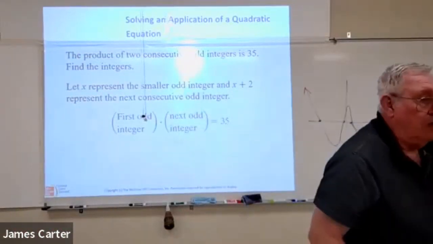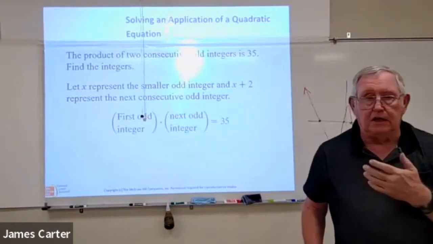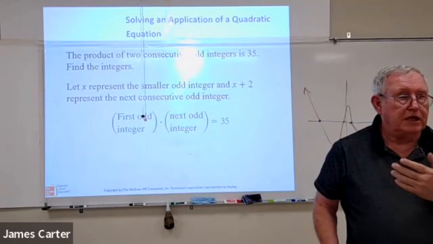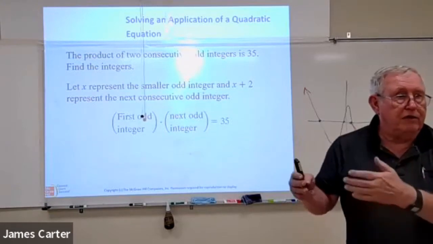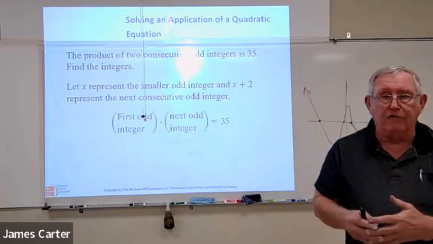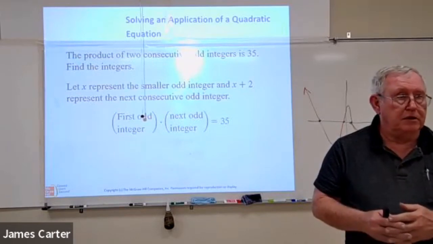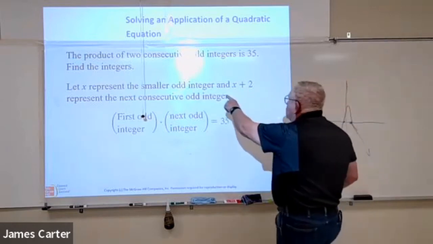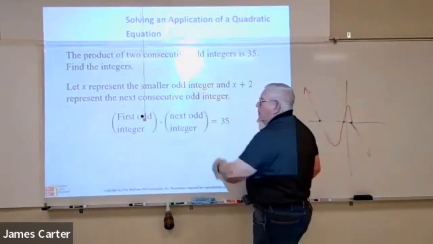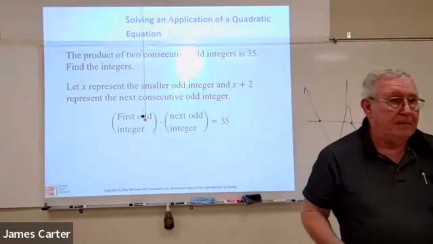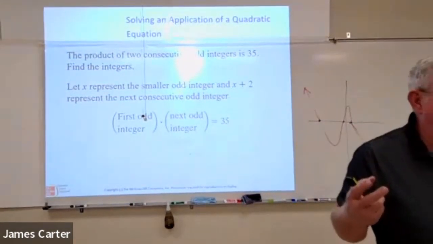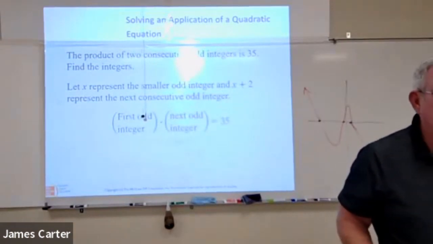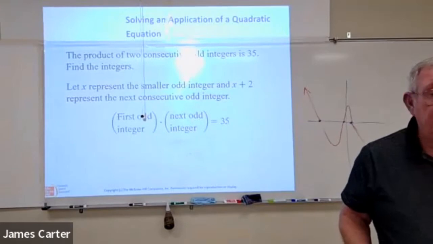What does the word consecutive mean in English? One after the other. Consecutive, one comes right after the other. So 4 and 5 would be consecutive numbers. But this says that these are consecutive odd numbers. That means they both have to be odd numbers to start with. So if you have 3, what's the next consecutive odd number? 5.